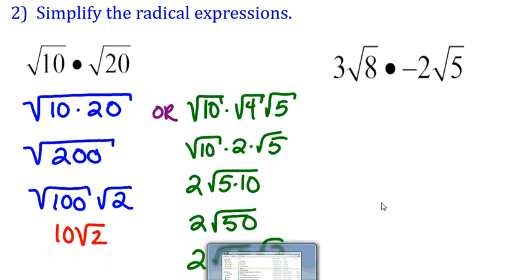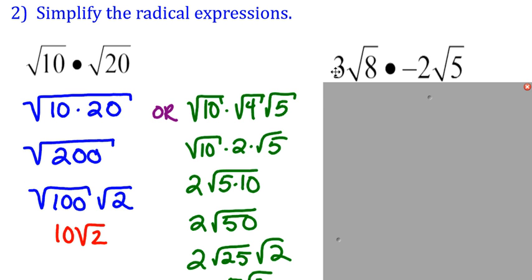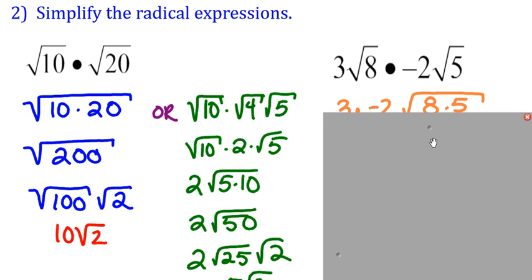All right, we've done things like this in the past. 3 square roots of 8 times a negative 2 square roots of 5. So we could see we've got some values on the exterior that we can multiply together. Values underneath the radicals could get multiplied together. 3 times negative 2 is negative 6, and 8 times 5 is 40.